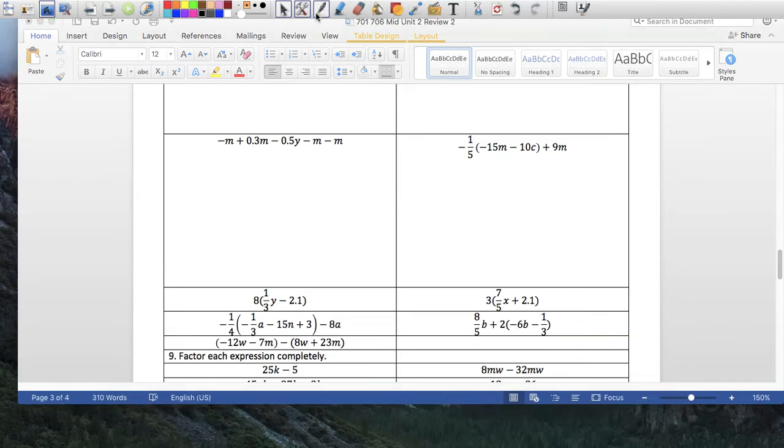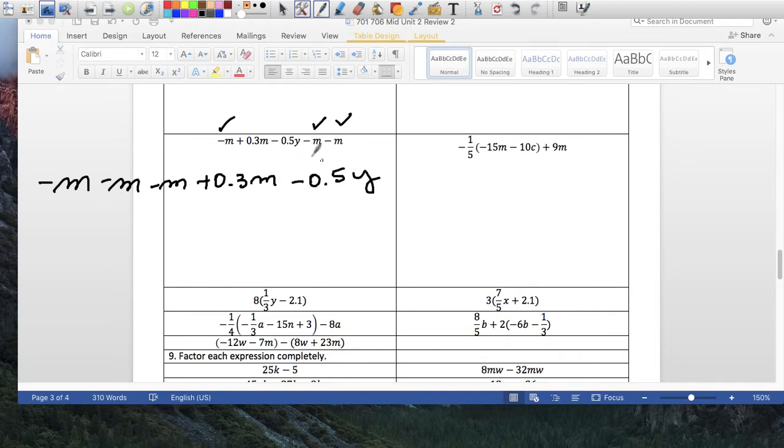So let me write all these next to each other. So negative m plus 0.3m minus m minus m. Actually, what I'm going to do is put the negative m terms next to each other, then I'll put the plus 0.3m and minus 0.5y. I already know that this one at the end is not going to combine with anything, so that's just going to remain the same.